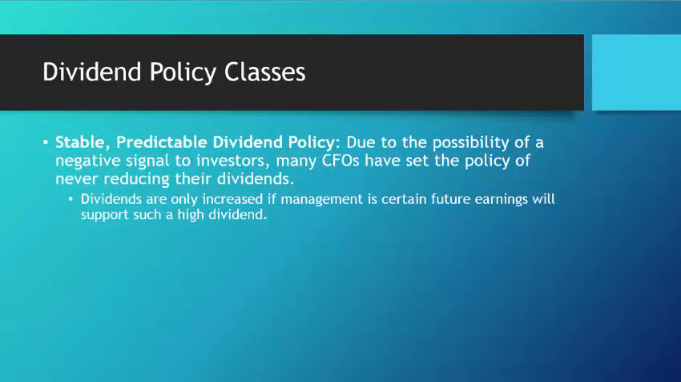Second, stable, predictable dividend policy. Due to the possibility of a negative signal to investors, many CFOs have set the policy of never reducing their dividend. Dividends are only increased if management is really certain that future earnings will support such a high dividend. This one happens all the time. So they'll set a dividend policy, they'll stick that number there, and it will never go up and never go down. They only go up if they're pretty darn sure they will never have to cut it.